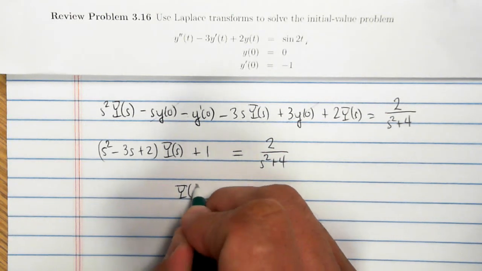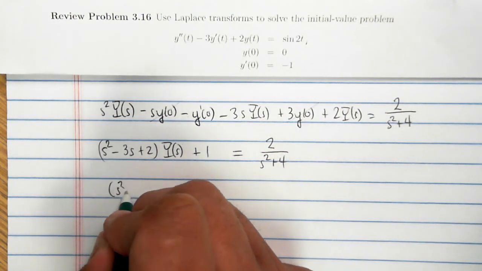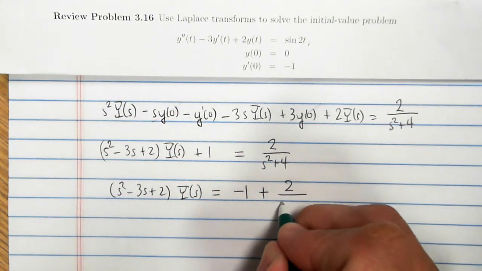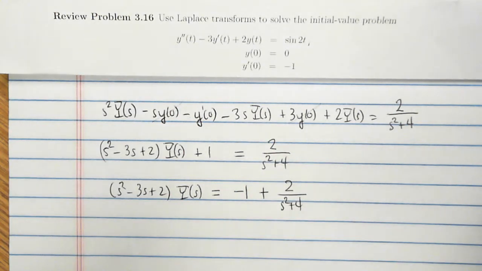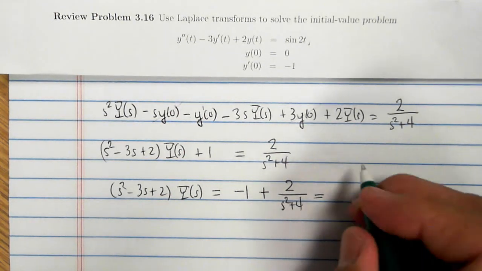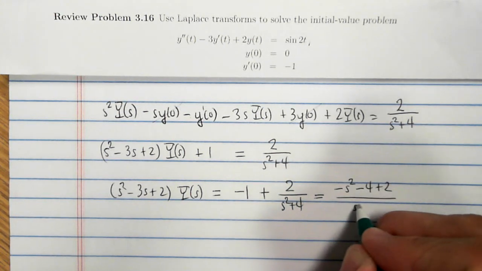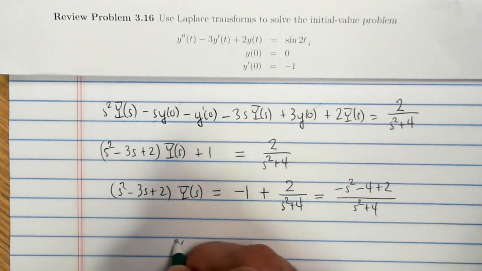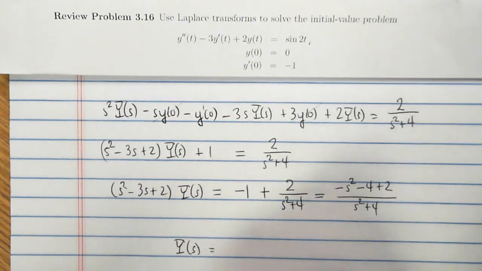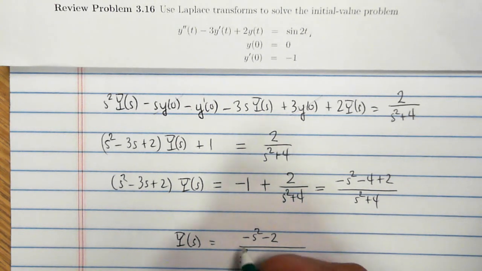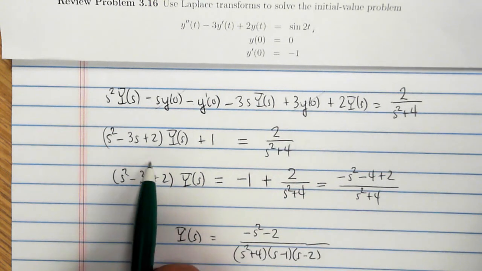So Y(s) is equal, let's do this in two steps, s squared minus 3s plus 2 times Y(s) equals negative 1 plus 2 over s squared plus 4. And that's equal to negative s squared minus 4 plus 2 over s squared plus 4. So Y(s) is equal to negative s squared minus 2 over s squared plus 4, and we're going to multiply it by s minus 1 times s minus 2, which is what I get when I factor this.